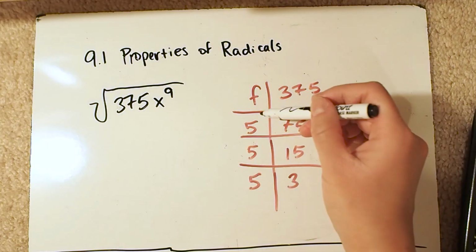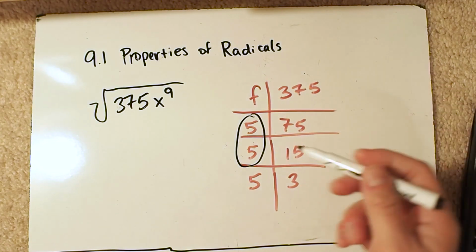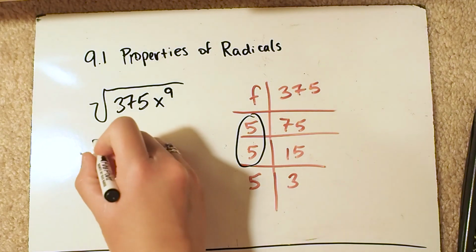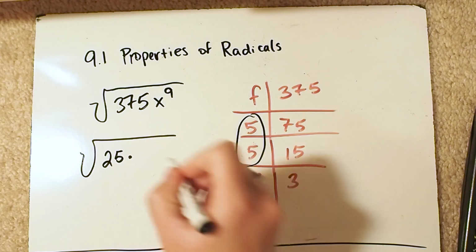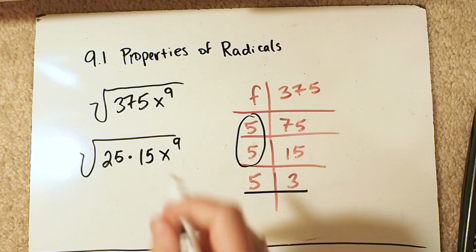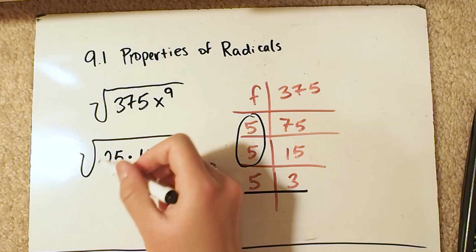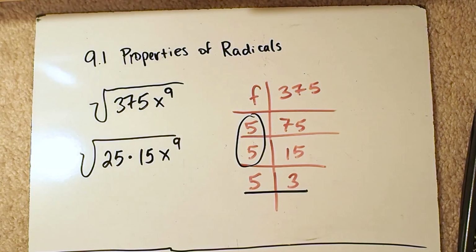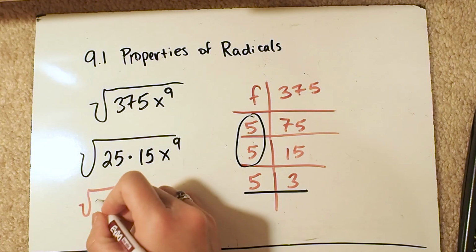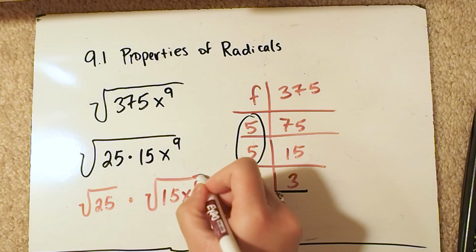But I remember that 5 times 5 is 25. That's a perfect square. What I'm going to do is rewrite this expression using the product property as 25 times 15, the leftover, and then I'm just going to leave x to the 9th. I'm not going to do anything with that yet. So I have 25 times 15. Great. Using the product property, I can then say this is actually the square root of 25 times the square root of 15x to the 9th.